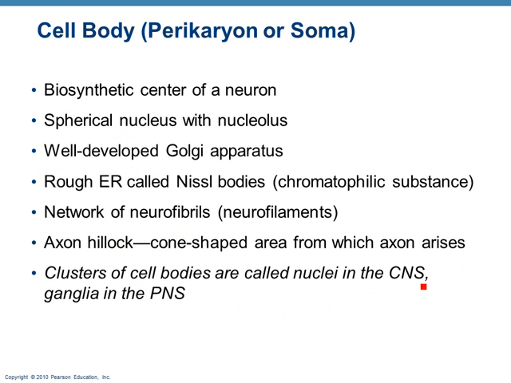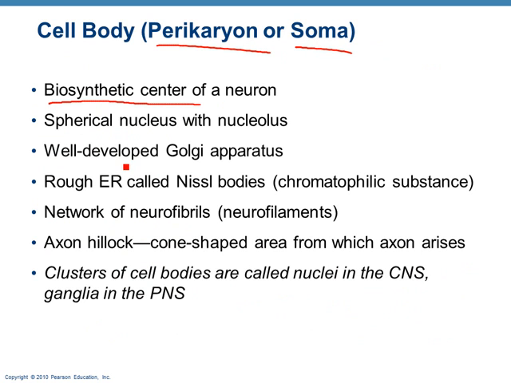Now, what's going on in each part of the cell? The soma, or you'll see the word perikaryon. That means around the nucleus, basically the cell body. So you may see the word perikaryon. I like the word soma better, because soma means body. So it's the cell body. It's the biosynthetic region, just like any other cell. That's where the nucleus is, making proteins, things like that.